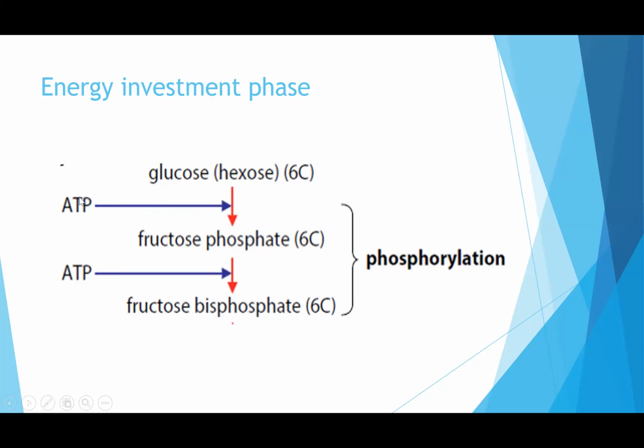But the most important thing is that a molecule has been dephosphorylated. So two ATP molecules are used. The first ATP makes fructose 6-phosphate, a 6-carbon compound. And then another ATP is added, making fructose bisphosphate. This is called phosphorylation. Phosphorylation of what? Phosphorylation of sugar, because on the sugar we are going to add a phosphate group, but dephosphorylation of ATP takes place. All right.